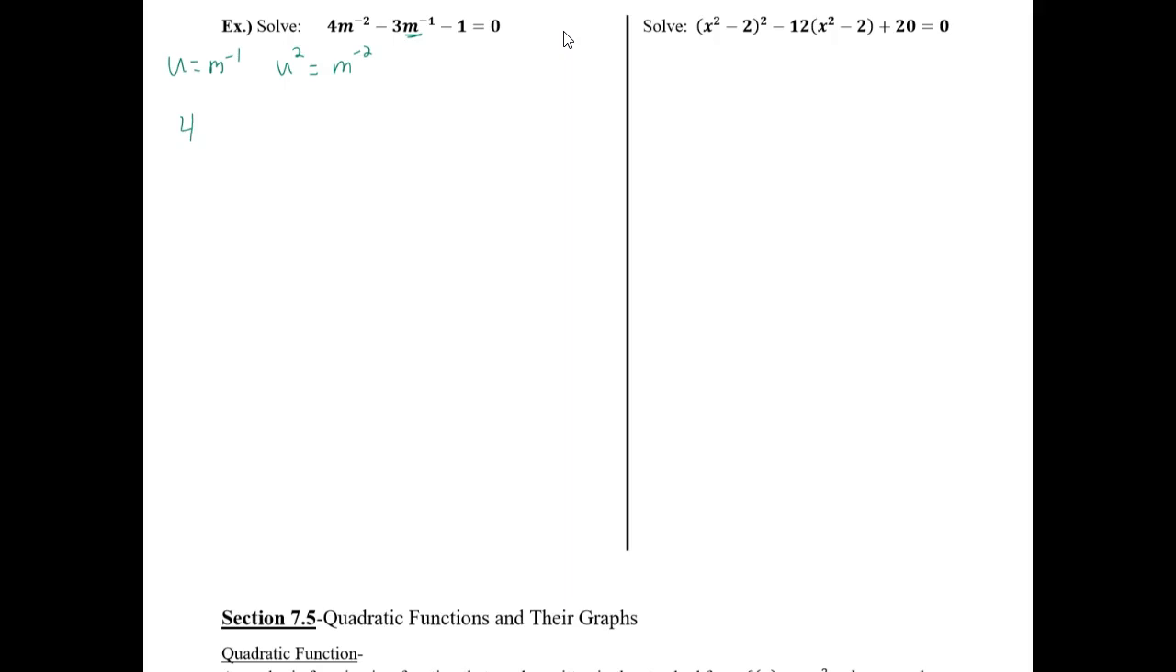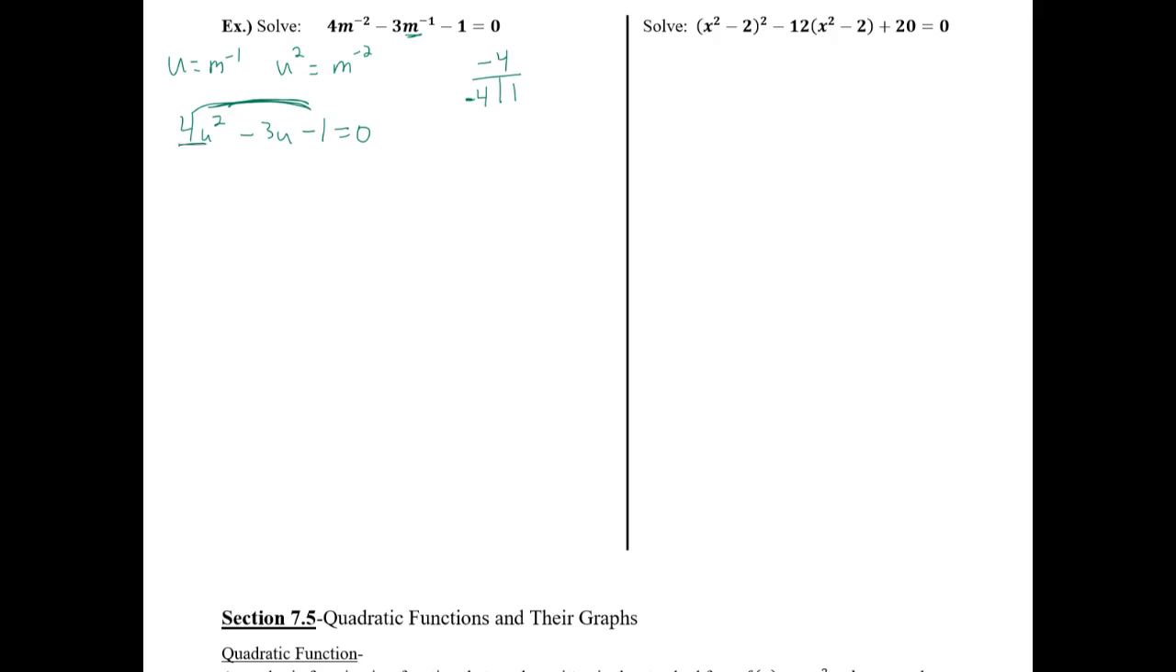Getting rid of that negative exponent and replacing it with u squared, and replacing m to the negative first with u. Now my leading coefficient here is not 1, so I have to multiply these two together. So I'm looking for factors of negative 4 that will add to negative 3. So I'm thinking 4 times 1, and I put the negative with the 4. Negative 4 times 1 is negative 4, and negative 4 plus 1 is negative 3.